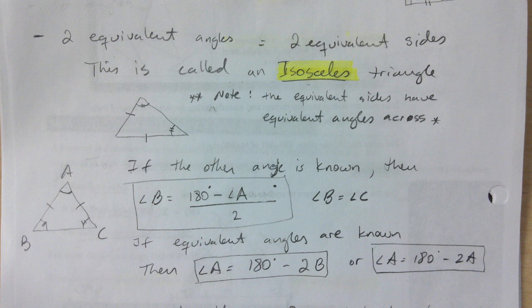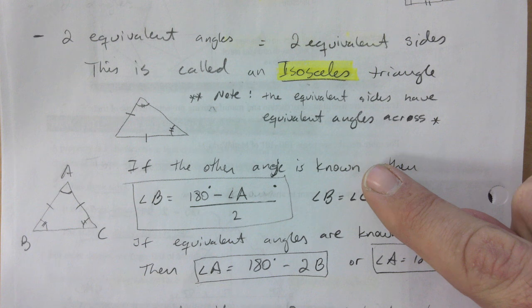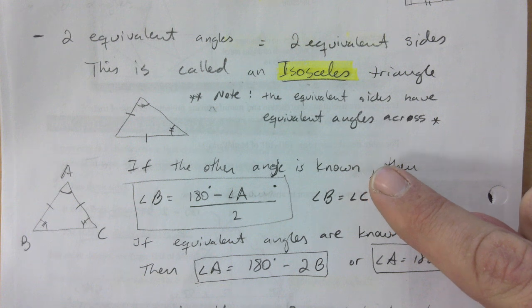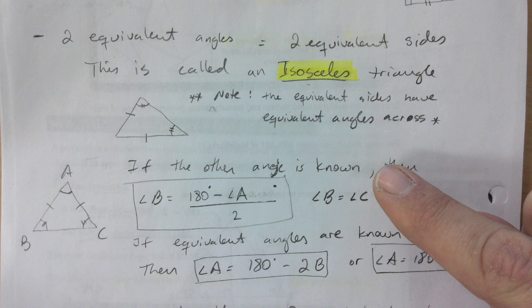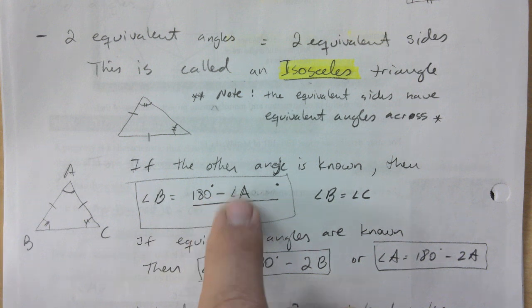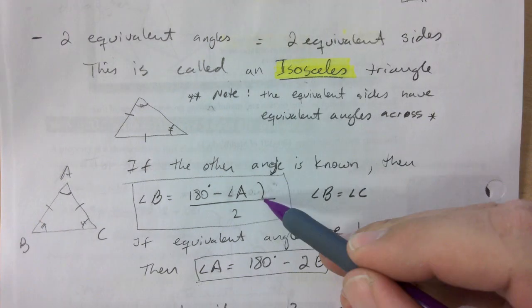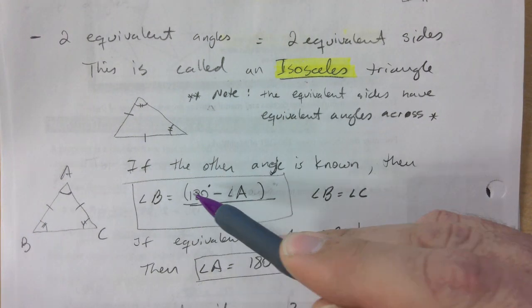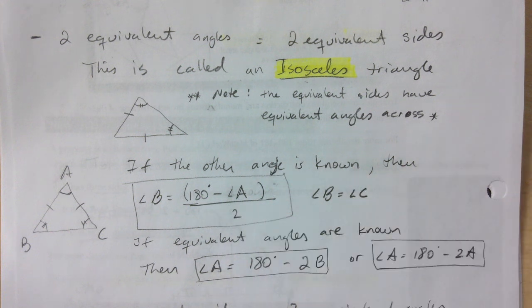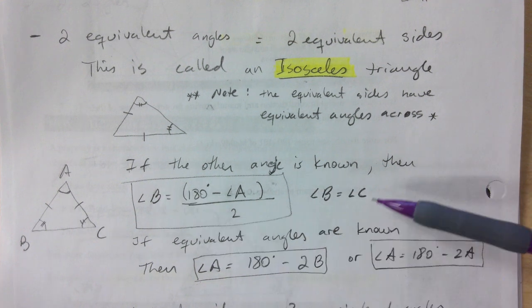So if the other angle is known, what I mean by the other is the one that isn't equivalent, right? If you know that one, you can actually find B and C by just using this formula, right? 180 minus the one you know, and you split that in half, okay? Maybe what I will say on the formula here is that the top has to be, it's in brackets, right? So you do the top first, and then you divide by 2. And we know that B and C are the same. So when you're finding B, you're actually finding C as well, right? By using this formula.